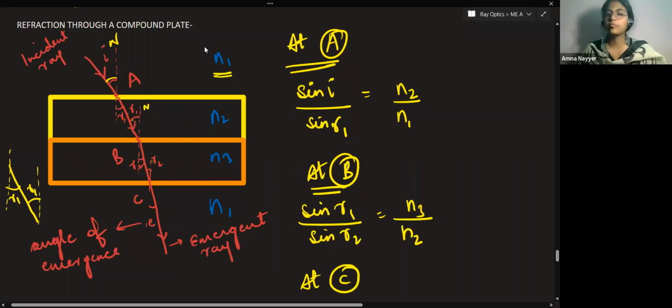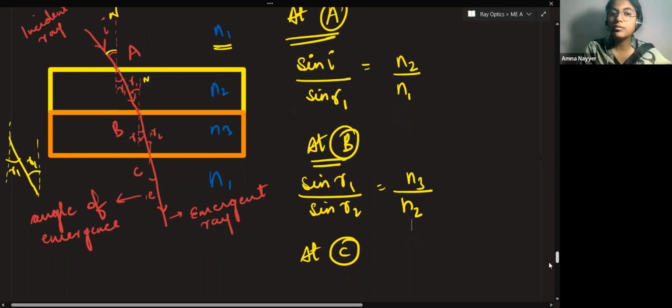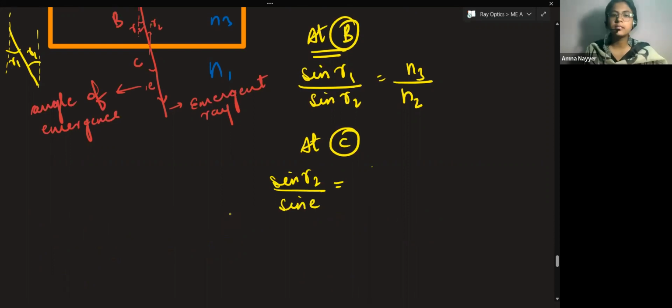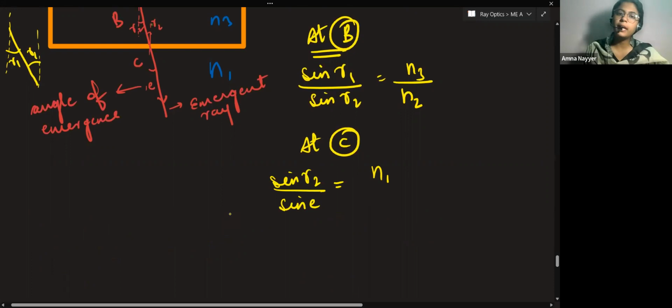Then coming to point C, the angle of incidence is R2 and the angle of refraction is this emergent angle. So this becomes sine R2 by sine E is equal to N1, the medium in which it entered, divided by N3. So N1 by N3: the medium in which it entered first, divided by the medium from which it has entered.